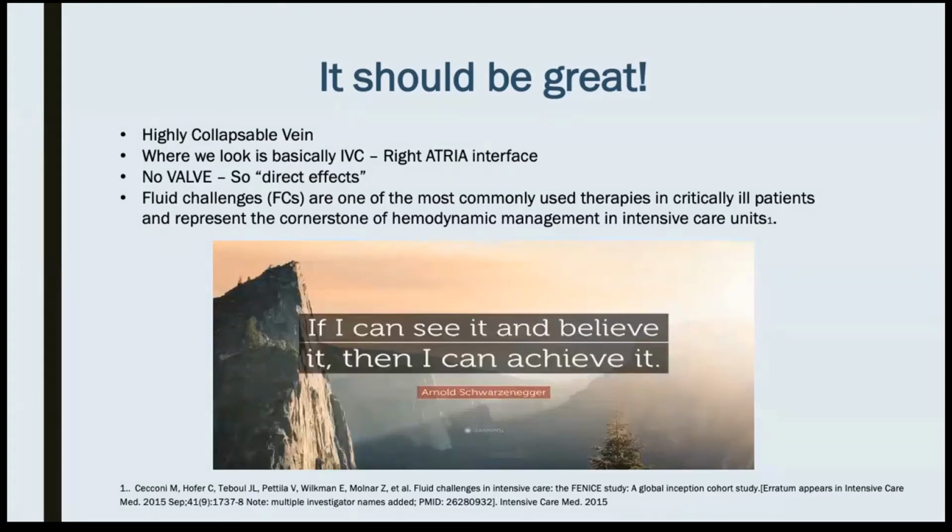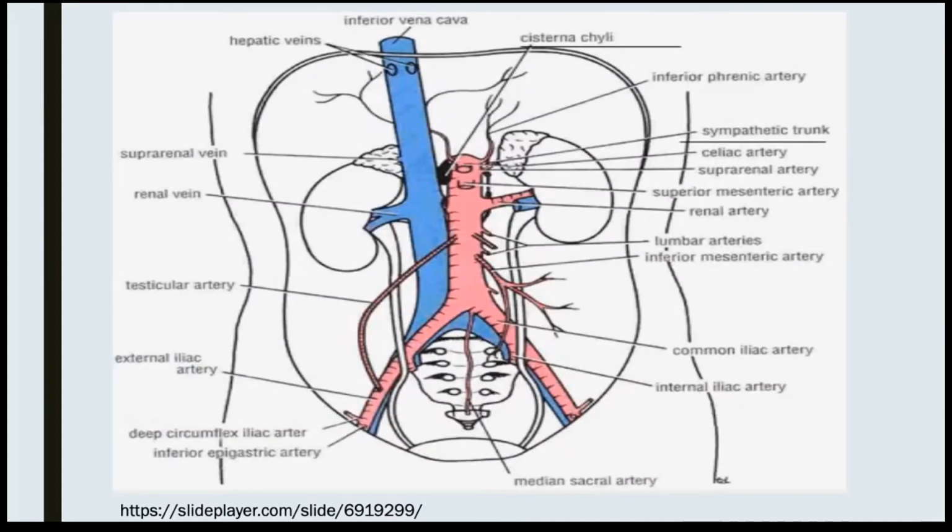And also it's kind of nice to see where we are, not just guessing, not just putting an NIBP on repeat. If you don't have an A-line, see the response. You can see it and you can believe it, and it seems like it should be the answer, and it will be great. So the surface anatomy of the IVC, like I said, it starts in the belly.